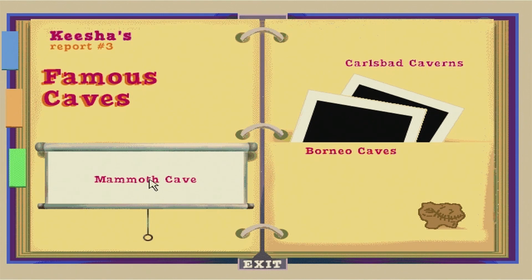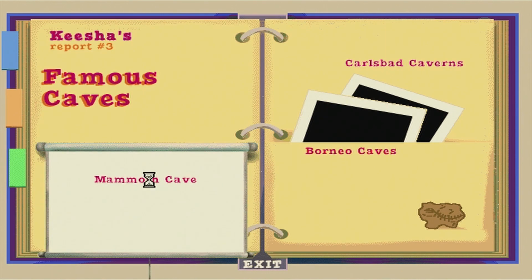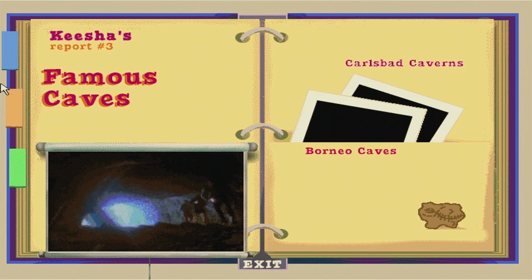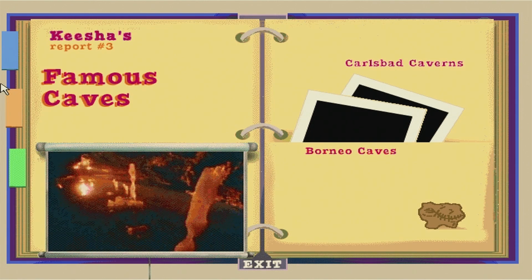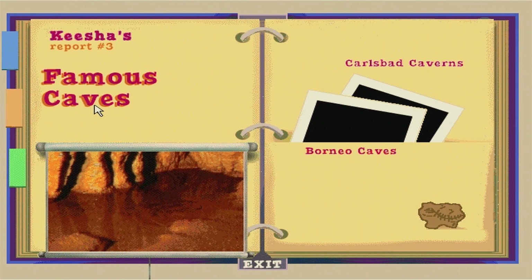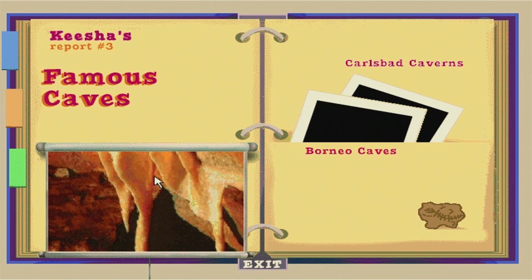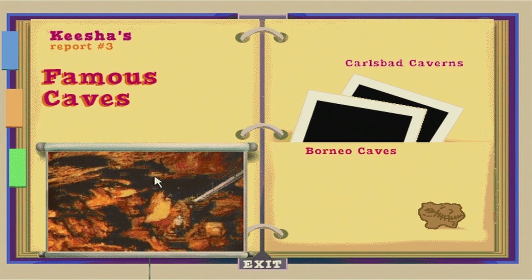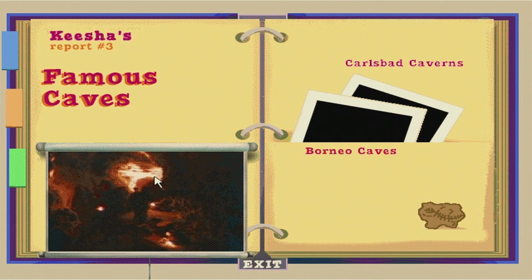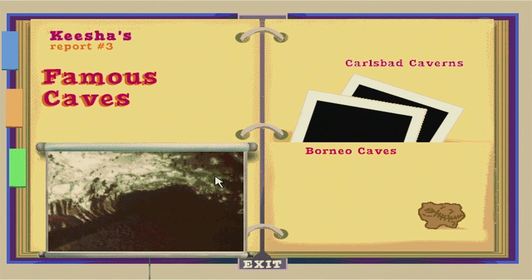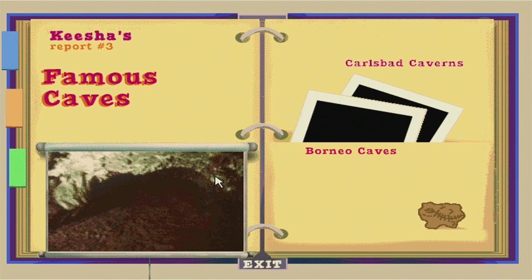Famous caves. Mammoth Cave. A cave is a hollow area under the earth. Most caves are formed by underground water that dissolves limestone, a sedimentary rock. A cavern is a large cave, usually with many connecting tunnels and rooms. Lava caves are formed when tunnels that were carved by lava flows become empty.